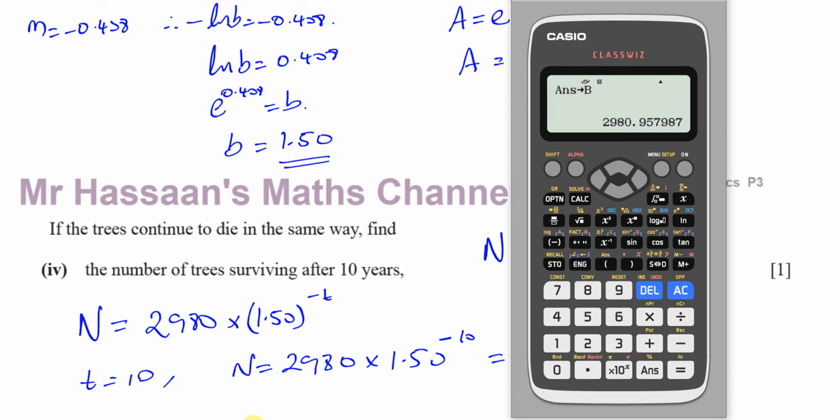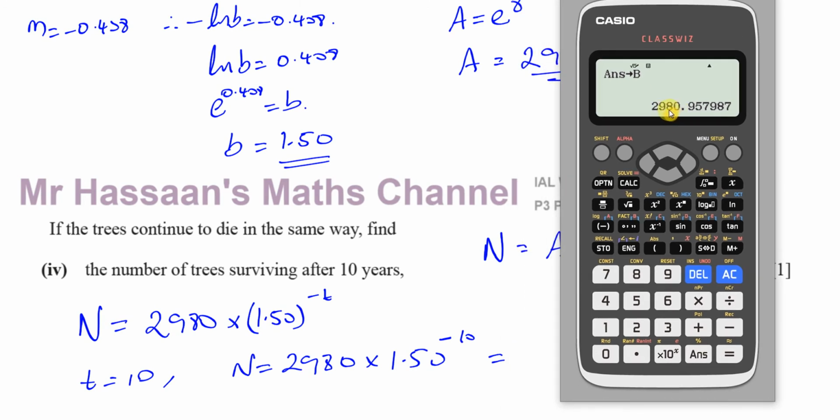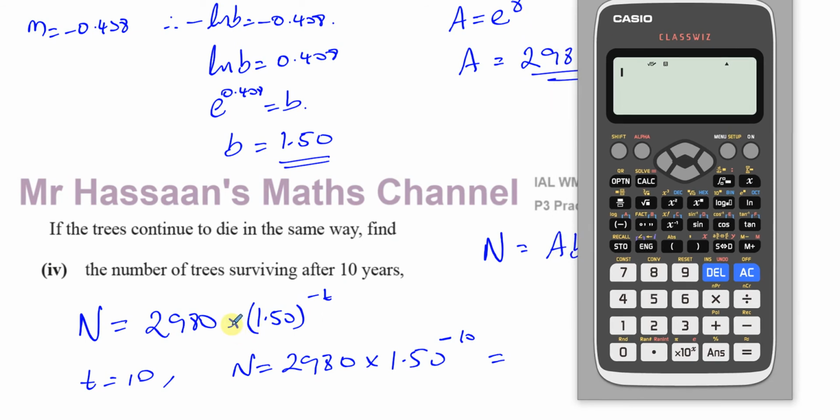So what I can do now is take my values in my calculator. B is... 2980, no, that was my A. B is what I stored first, so I'll call that up again. That's going to be the A in here. Times 1.50 to the power of minus 10. Sorry, we need to have first 2980, so shift, recall. That's our B, times A, which is 1.50 to the power of minus 10. Okay, and that gives us 50.3. So we can say 50 trees.